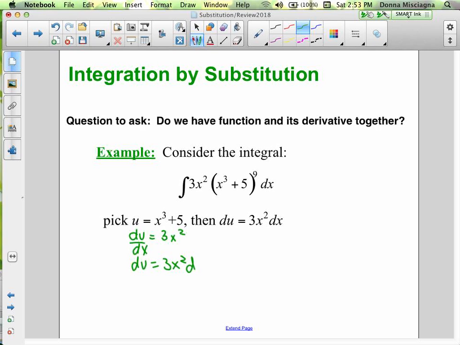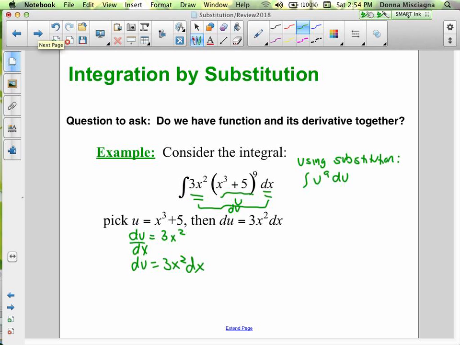All right, and that's how we get the parts. So now this becomes u, this becomes du, and the only thing that's left is the exponent. So now, using substitution, the integral becomes the integral of u to the 9th power du. Right, now that's easy to take the integral of, right?